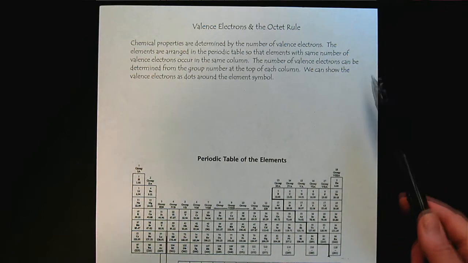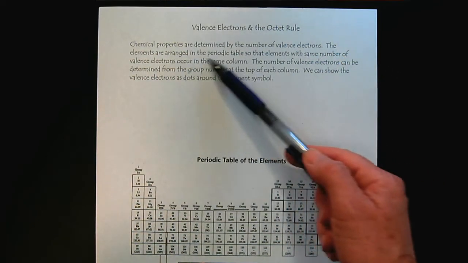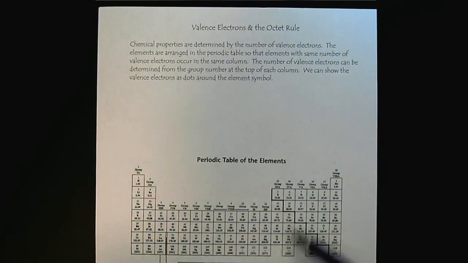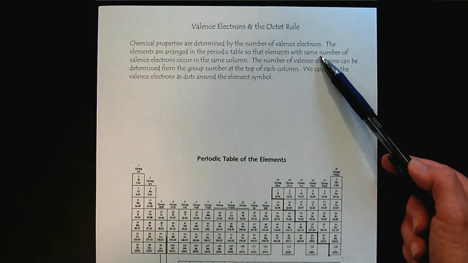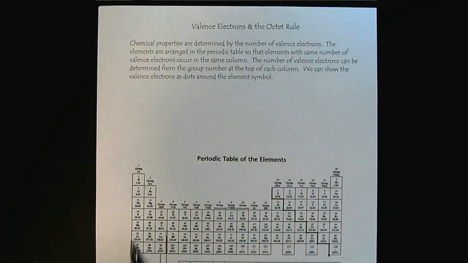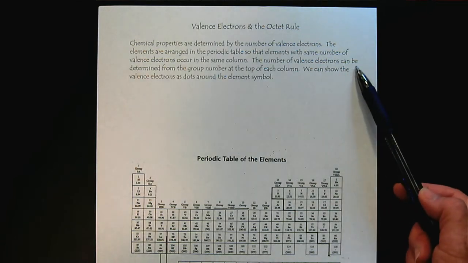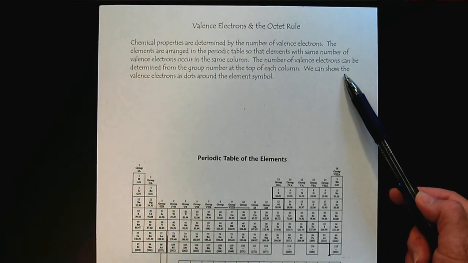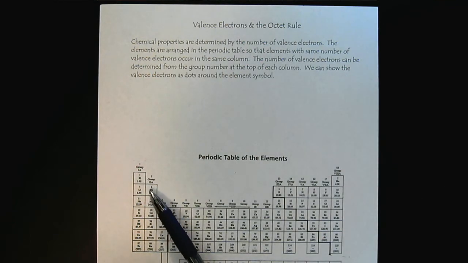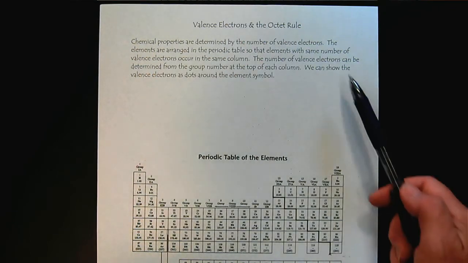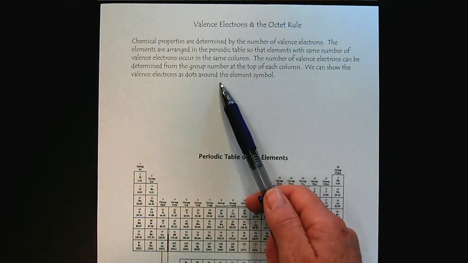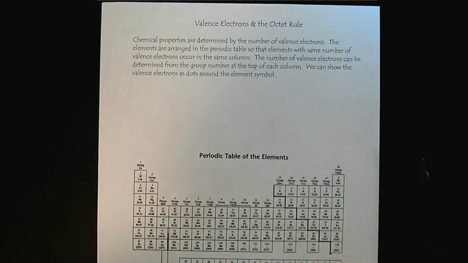But the great thing is that the elements are arranged in the periodic table so that they have the same number of valence electrons per column or group. So the number of valence electrons can be determined from the group number at the top of each column. We can show the valence electrons as dots around the central atom.